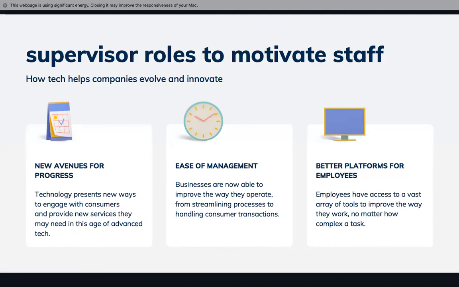So when the supervisor promotes the best employees to the company, they can get the incentive. So the employee will keep being motivated, and other people will want to be like them.